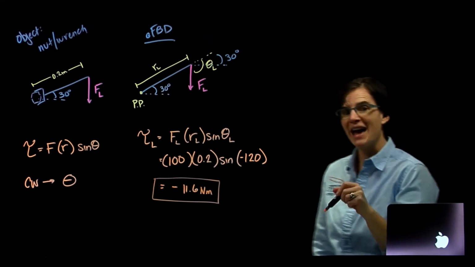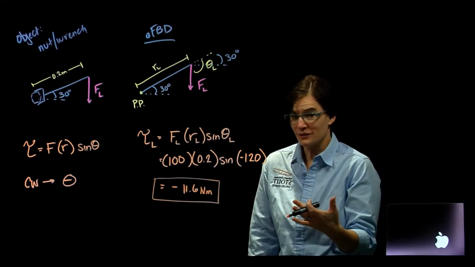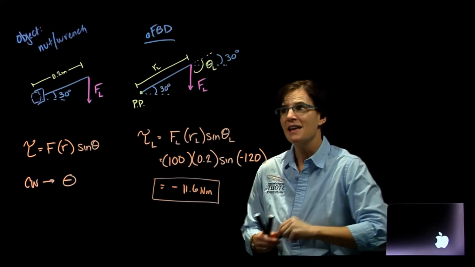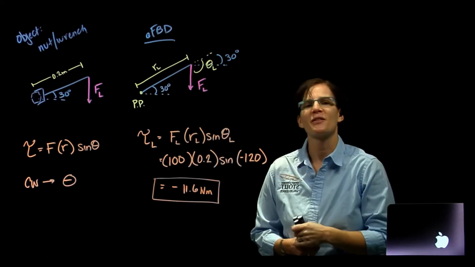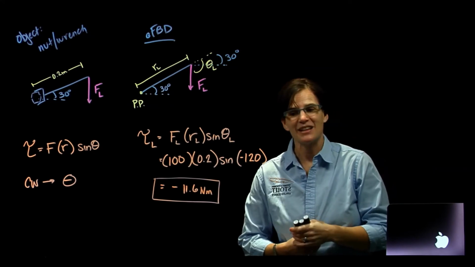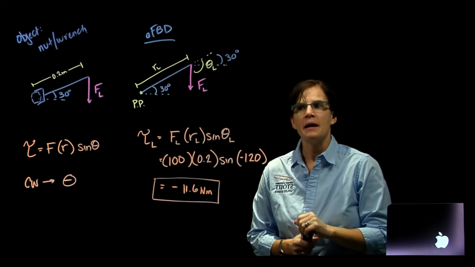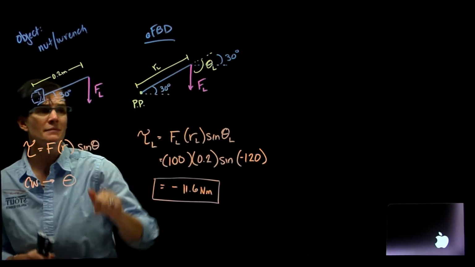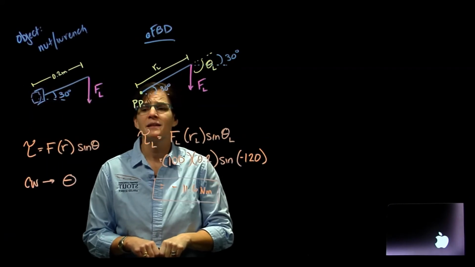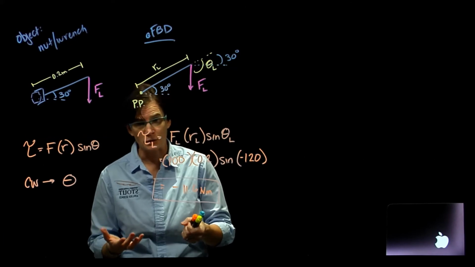Okay, so that is how we have looked at analyzing torque. So the torque that Lewis is exerting on that wrench is a negative 11.6 Newton meters. Now we've used the idea that we use the force times the radius times the sine of the angle between the two.